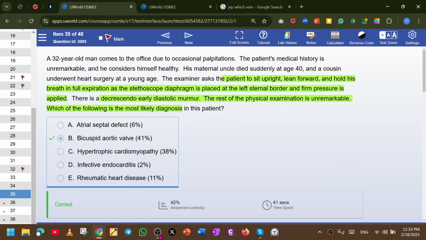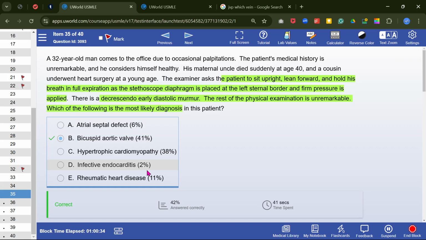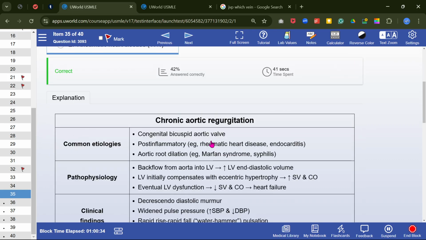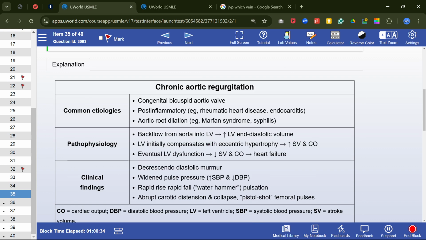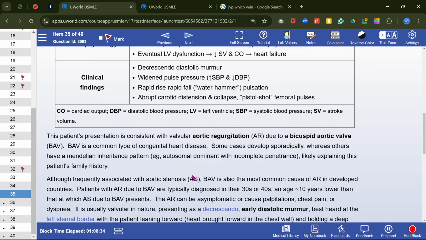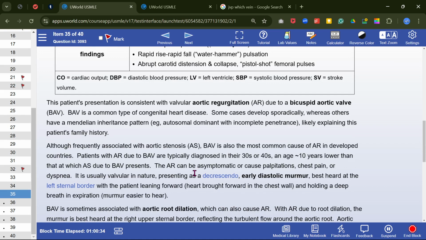AR is diagnosed via the pulse pressure, isn't it? Wide pulse pressure. Yes, AR is diagnosed by widened pulse pressure. Okay, this patient presentation is consistent with valvular AR due to bicuspid aortic valve. Bicuspid aortic valve is a type of congenital heart disease.